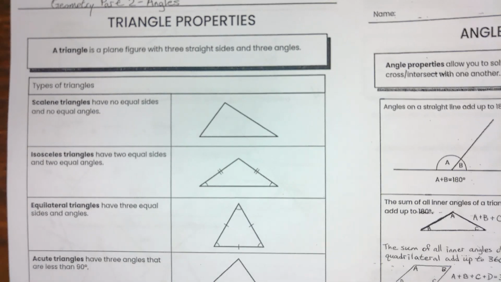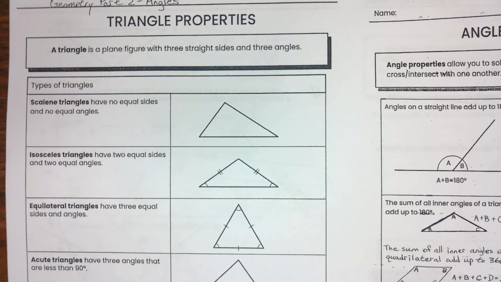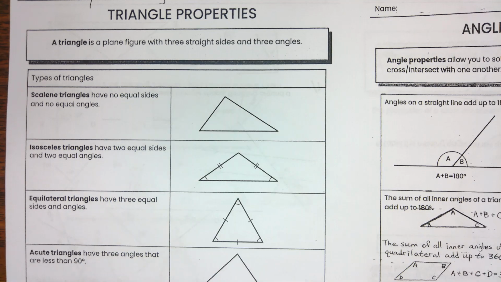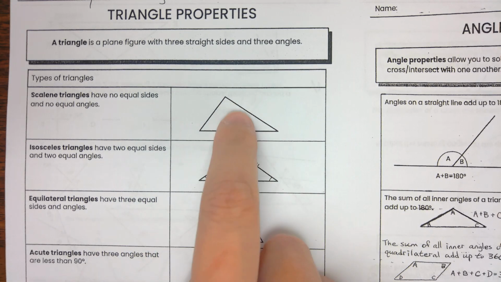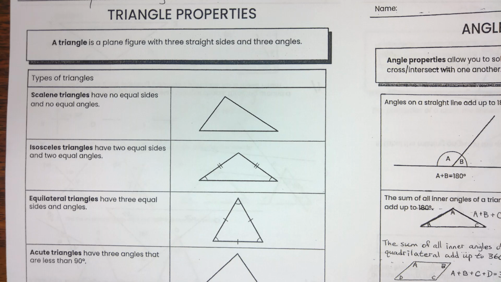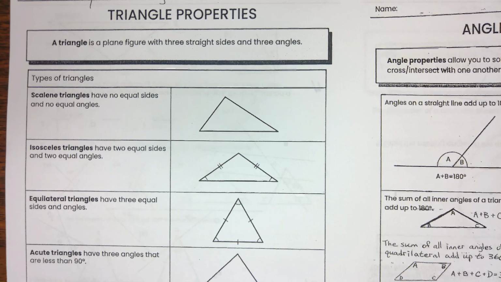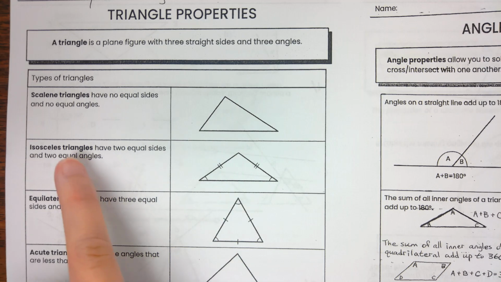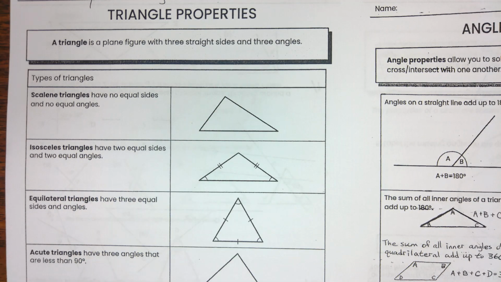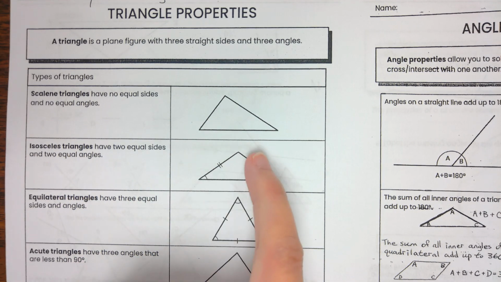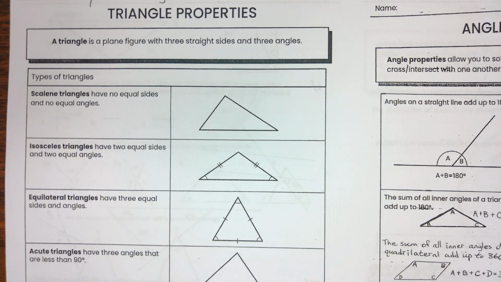Okay, so just going over some triangle properties that you guys already know. When all three sides are unequal, what is it called? Scalene, right? What else can you say about the angles in a scalene triangle? Yep, they're also not equal. So nothing is equal in a scalene triangle. When two sides and two angles are equal, it's the isosceles.